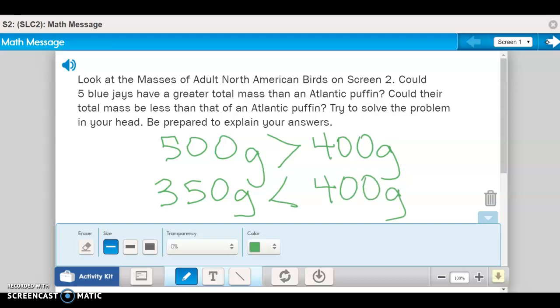Remember, when you solve problems mentally like we just did, it's much more efficient, it's faster, it's easier than writing all the numbers out. Today we're going to be using mental reasoning and the multiplication strategies that we already know to solve some more problems in your math journal about bird masses.